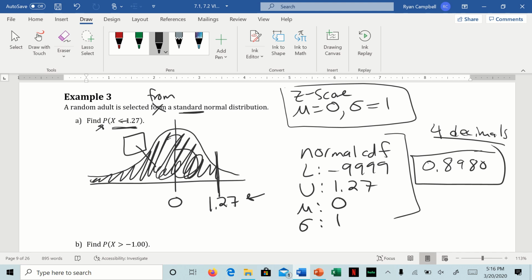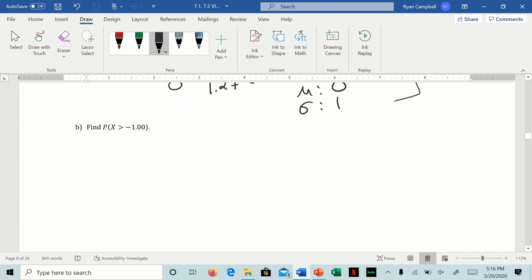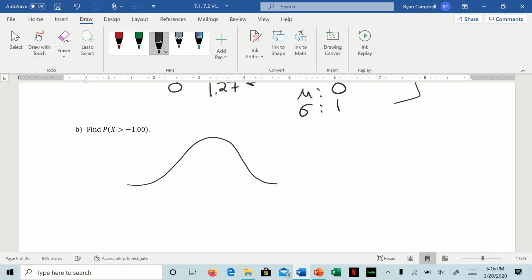That was it. So let's do it again. Now let's find the probability that x is greater than negative 1.0. So make our graph.